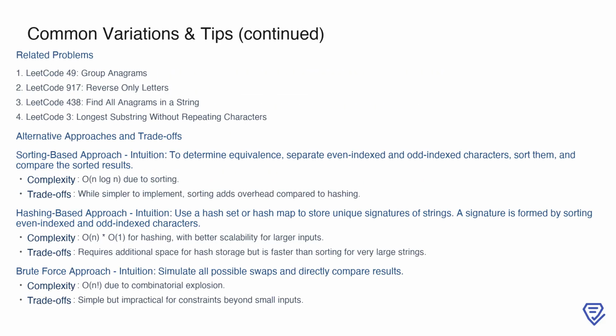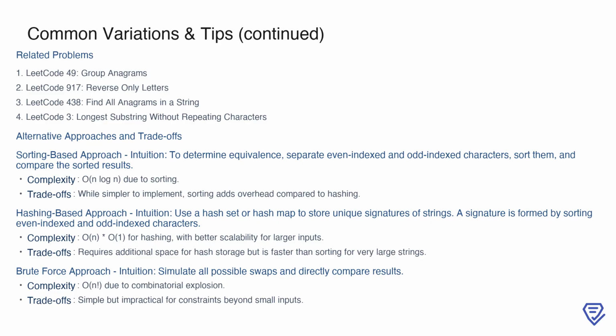This problem shares similarities with a few other LeetCode problems that you might find helpful to study. For example, LeetCode 49, which involves grouping anagrams, or LeetCode 917, which focuses on reversing only the letters in a string, both have overlapping concepts. Other related problems include LeetCode 438, where you find all anagrams in a string, and LeetCode 3, which deals with finding the longest substring without repeating characters.